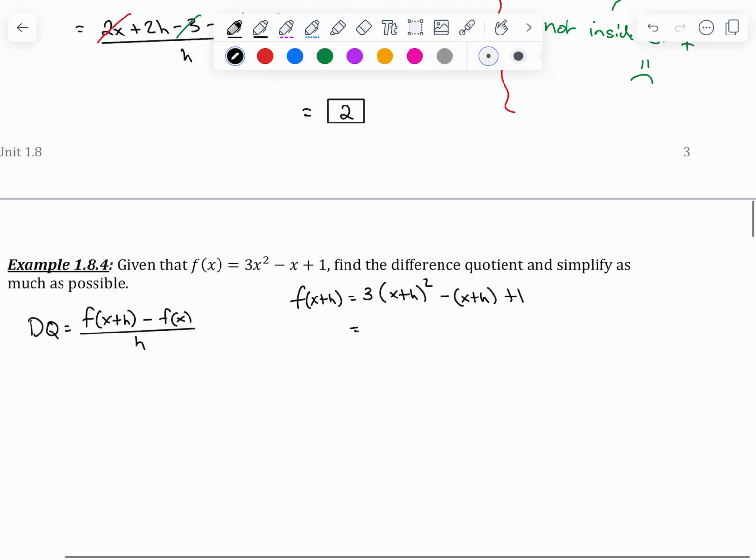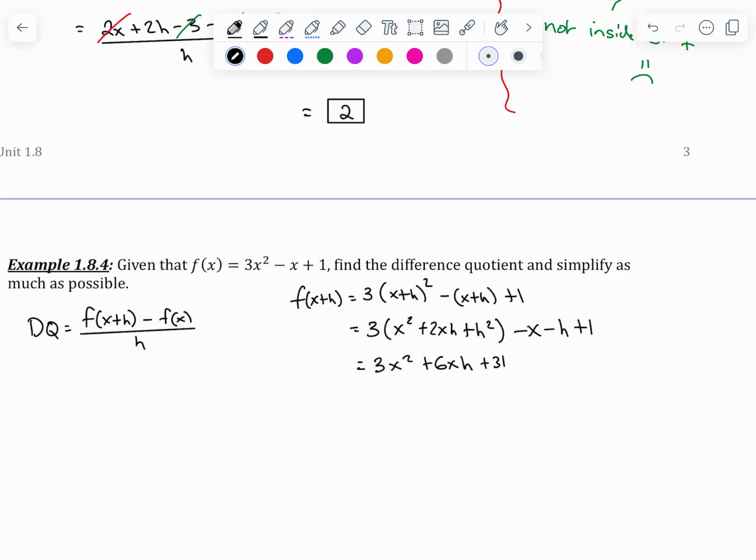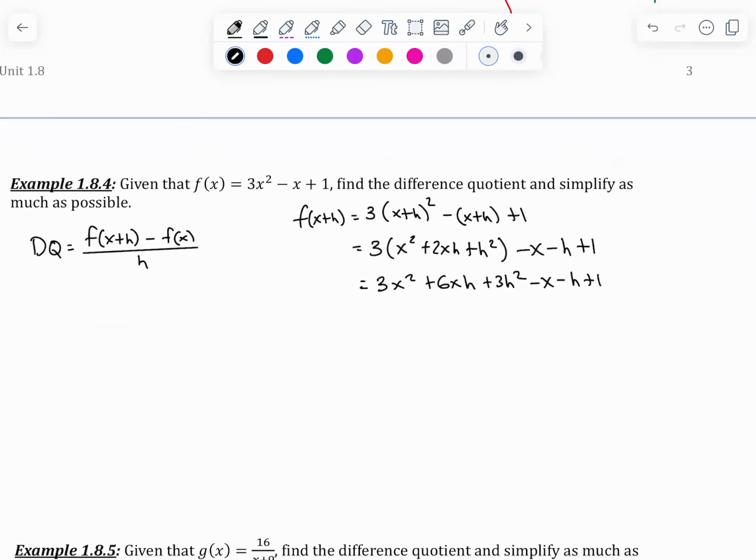So that would become 3 times the quantity x squared plus 2xh. Remember, you have to FOIL. It's not x squared plus h squared. You have to FOIL it out. That's why you get a 2xh. Then plus an h squared minus x minus h plus 1. And then distributing in the 3 finally gives us our answer of 3x squared plus 6xh plus 3h squared minus x minus h plus 1. Now we have everything we need for the difference quotient.